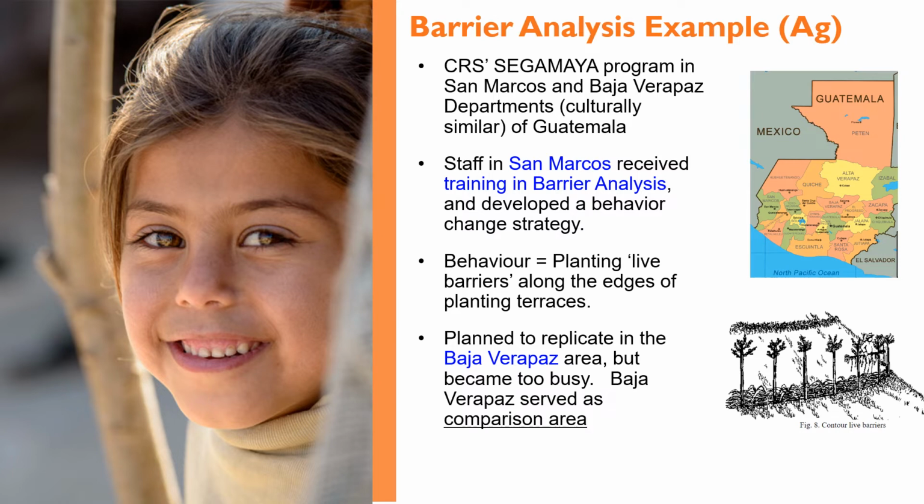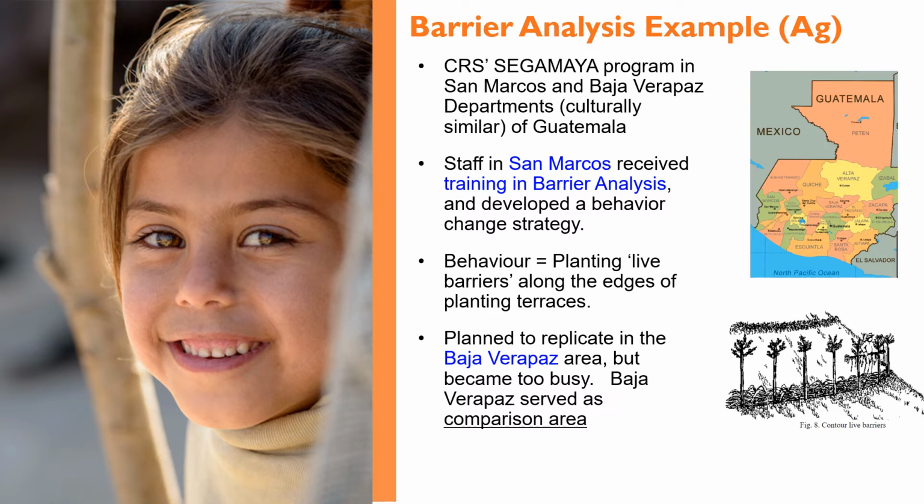Let's now look at an ag example from barrier analysis, a case history from Guatemala, where an INGO was promoting a natural resource management practice that is helpful in mitigating the impact of drought, something that we know is impacting on malnutrition globally. And the Catholic Relief Services Segamaya program, they were working in two different departments in Guatemala, San Marcos and Baja Verapaz. These two areas are very similar culturally and otherwise.